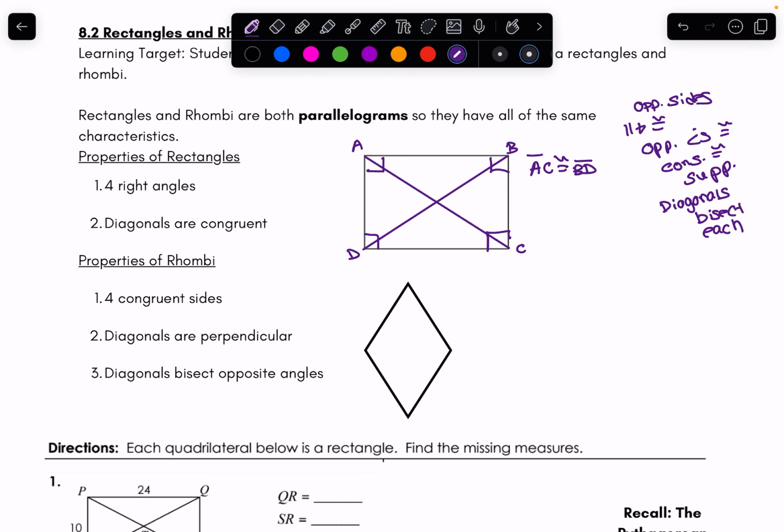Now a rhombus is unique because, for our rhombus, we'll call it D, E, F, and G, this is a parallelogram. So normally we would just have opposite sides congruent, but in a rhombus, all four sides are congruent. Additionally, the diagonals are still bisecting each other, but in this case they are also perpendicular, so they form right angles, and they also bisect each angle that they hit.